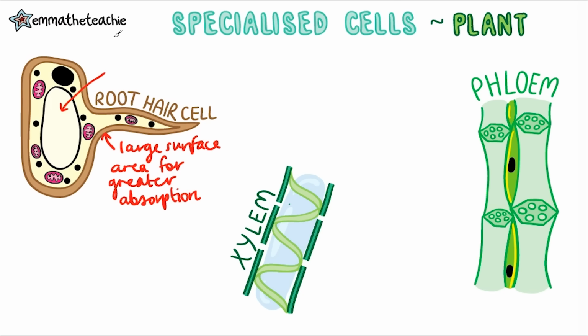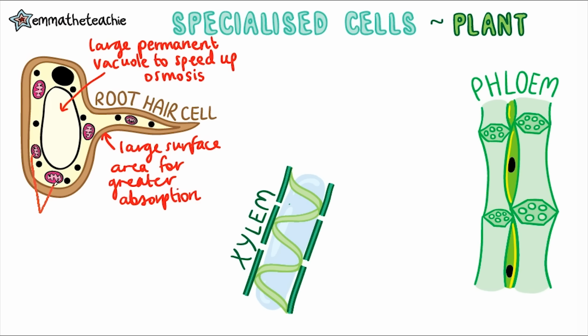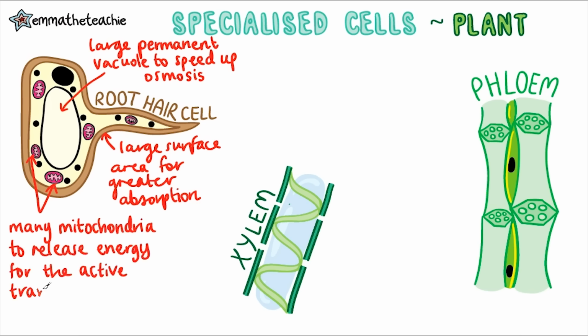We've also got a large permanent vacuole. This speeds up osmosis, which overall will bring more water into the cell. And again, we've got lots of these guys, many mitochondria. These are going to be for the active transport of mineral ions, and you'll learn a lot more about this in the active transport part of this topic later on.